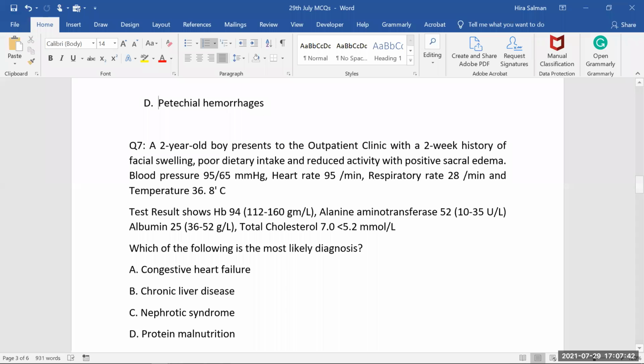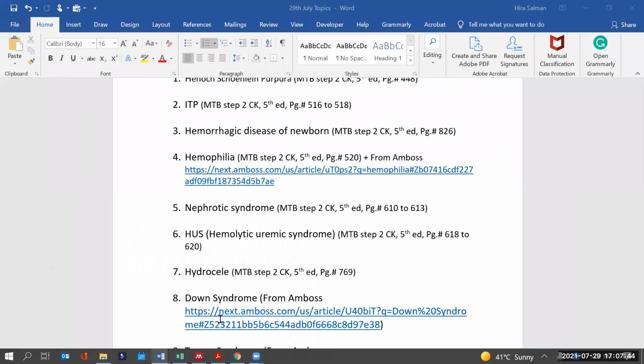Okay, for this one, you have to go for the theory first. Nephrotic syndrome.